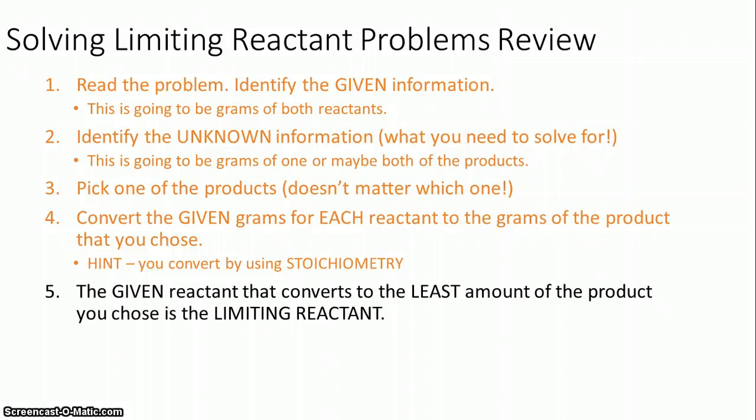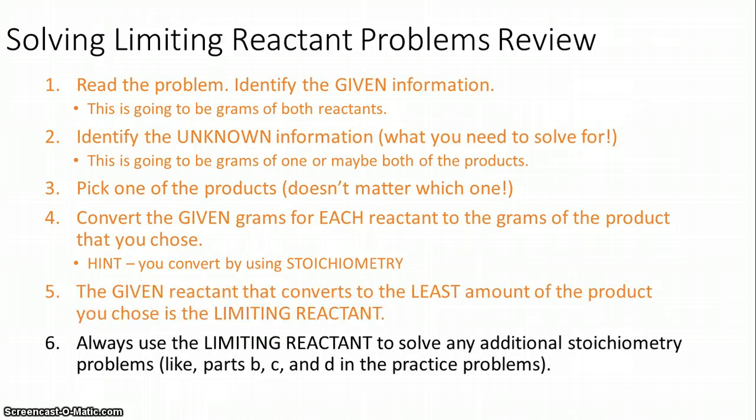Alright, once you have the amount of grams of product each one of the reactants would make, you would pick the limiting reactant by looking at the given reactant that converted to the least amount of product that you chose. And you always use the limiting reactant to solve any additional stoichiometry problems like parts B, C, and D that you saw in the practice limiting reactant problems. You used these to make those videos last week.